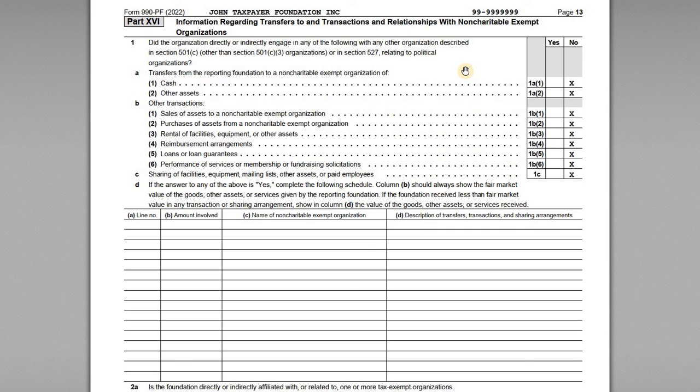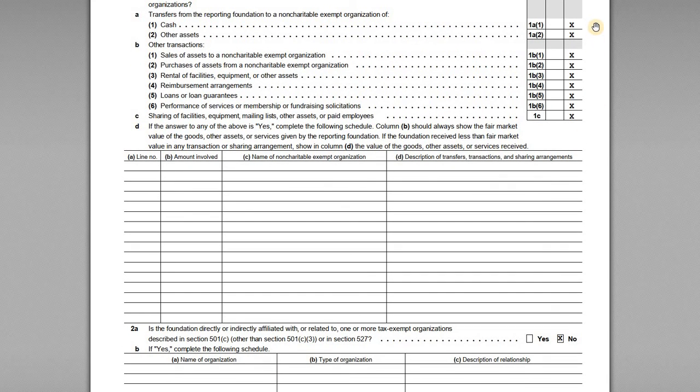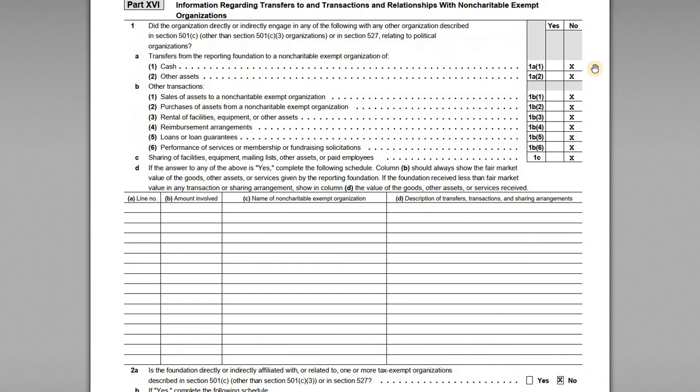And so they are tax exempt, right? They file a 990, they don't pay taxes, but they're not charitable. And so if you have any transactions with organizations like that, you've got to answer these questions appropriately and provide more information on the transfers. In our case, we only transferred grants to public charities that are 501(c)(3) organizations, and in 527 we didn't make any transfers to political organizations.